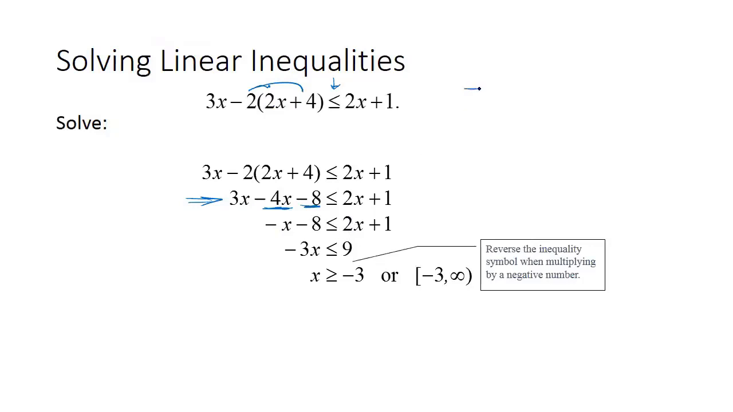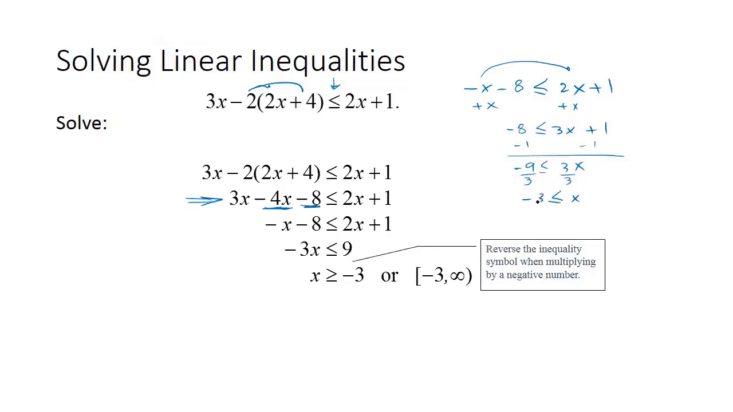Like in this case, let me write it down here. Minus x minus 8 less than or equal to 2x plus 1. If I move the smaller x, which is minus x, where the larger x is located, by adding x to both sides of the inequality, see what happens. I get minus 8 less than or equal to 3x plus 1. If I subtract 1 from both sides of the inequality, I get minus 9 less than or equal to 3x. If I divide both sides by 3, see, I'm not dividing by a negative now. I get x is greater than or equal to negative 3.